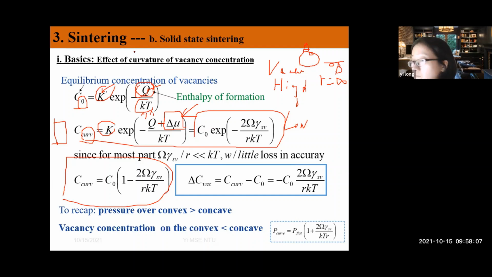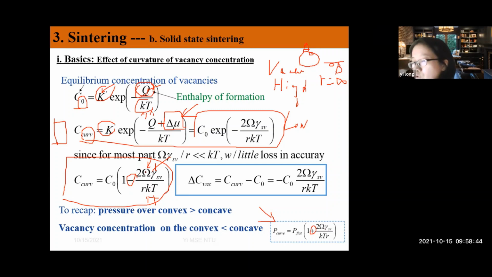So this is the conclusion here. C curve is now equal to C naught times (1 minus 2...), all these are constants. If you compare with what we derived before, the P curve is P flat times (1 plus ...), and the only difference is that this is 1 plus, and this is 1 minus. So what does this mean? Let's recap. For convex or concave, I think concave you always have problems at this moment, no worry.